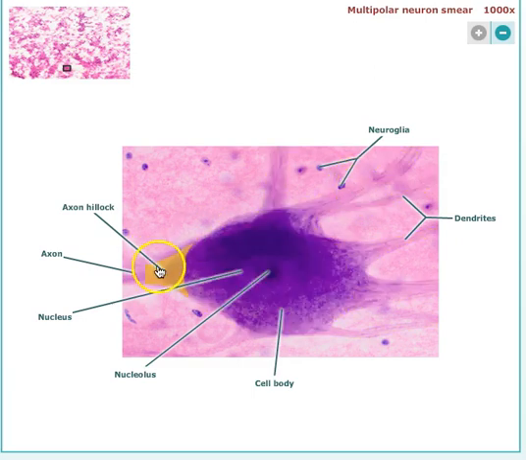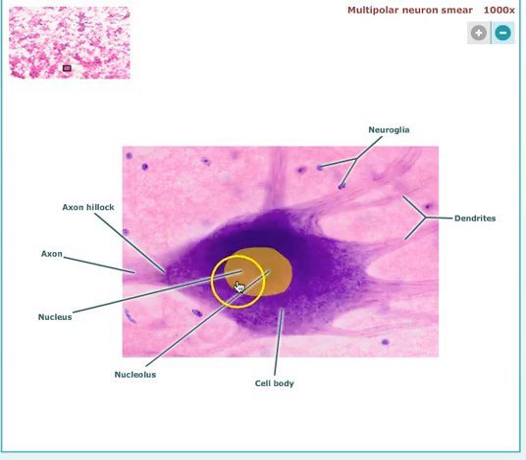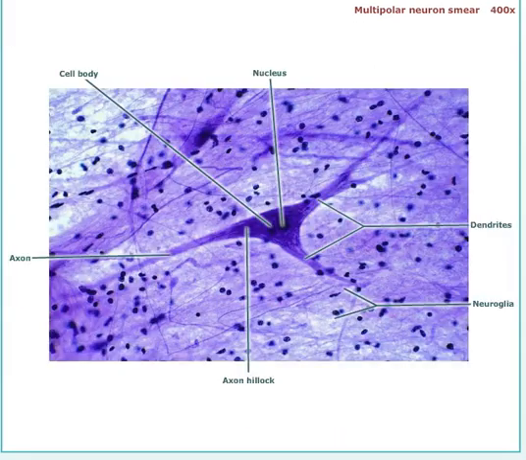We can get to 1,000 times magnification. Now we're cooking. So here's the axon hillock, there's the axon. There is the cell body itself and the nucleus, and then you see all the little glial cells all around. So yep, we are definitely looking at nervous tissue. More multipolar neurons here. So there are the dendrites and the axon, and there's all the glial cells in the background.